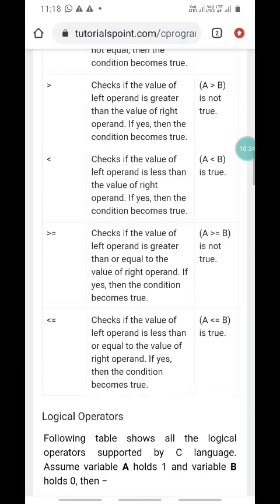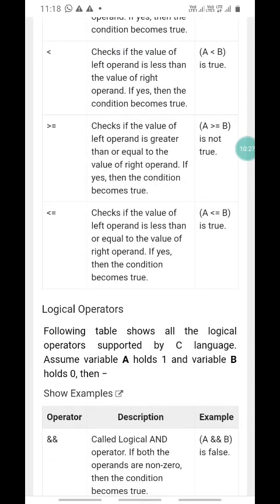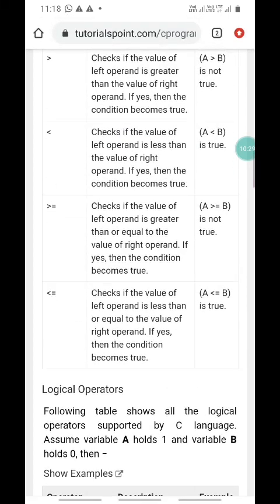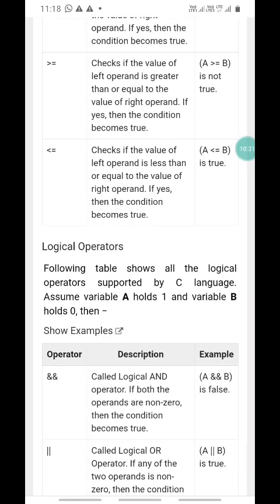So this is the relational operator. If you have any doubts regarding the relational operator or any operator, please message me or message on the group.